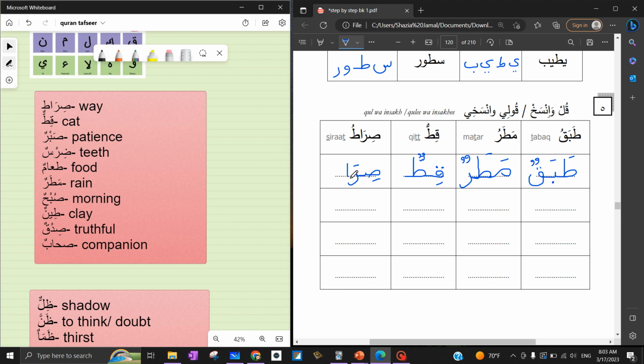What is the rule? If alif comes, it is represented with fatha. The previous letter will always have a fatha. So ra and then ta. Leave the tail, make a stem, and then siratun. This is how you write the letters or the random words in Arabic.